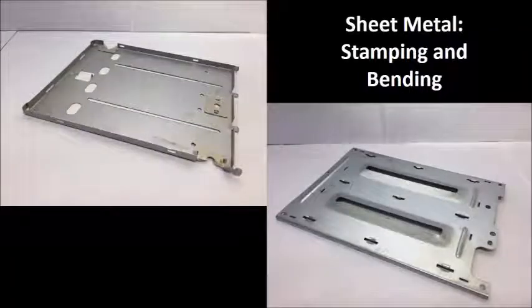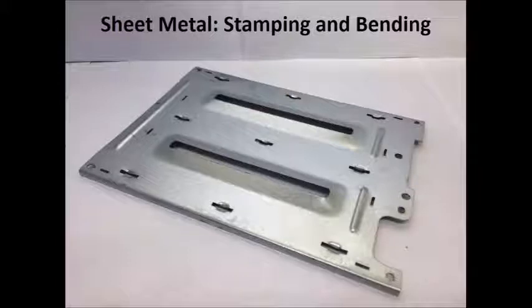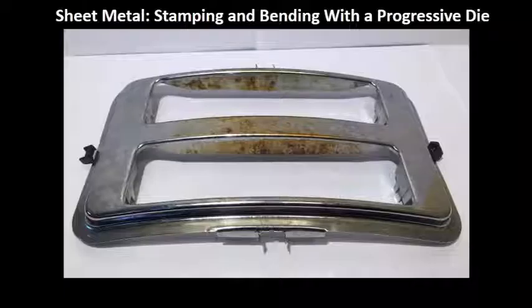Some internal components of the toaster include the walls and the base plate. These components were manufactured using sheet metal that was stamped, then bent into the proper configurations. On the base plate, it suggests that a progressive die was used in the manufacturing process due to the surface protrusion located in the middle of the part.